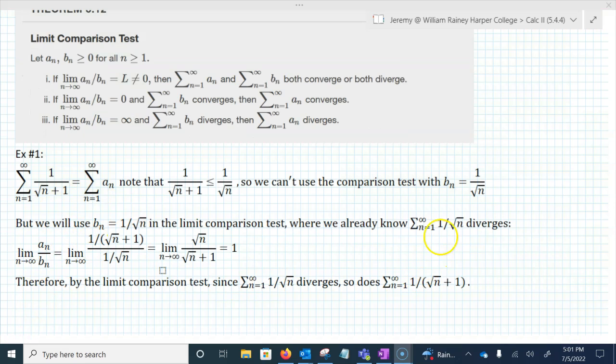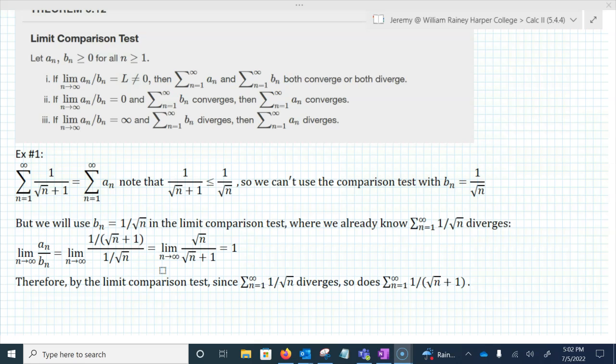All right, so we can still keep the b sub n's as 1 over root n, but we're going to look at the limit as a sub n over b sub n as n goes to infinity. We also know that the series whose terms are 1 over root n diverges by the p-series test, where p is 1/2, which is less than 1. So here we're going to go ahead and take the limit as n goes to infinity of a sub n over b sub n. So here's my a sub n's. There's my b sub n's.